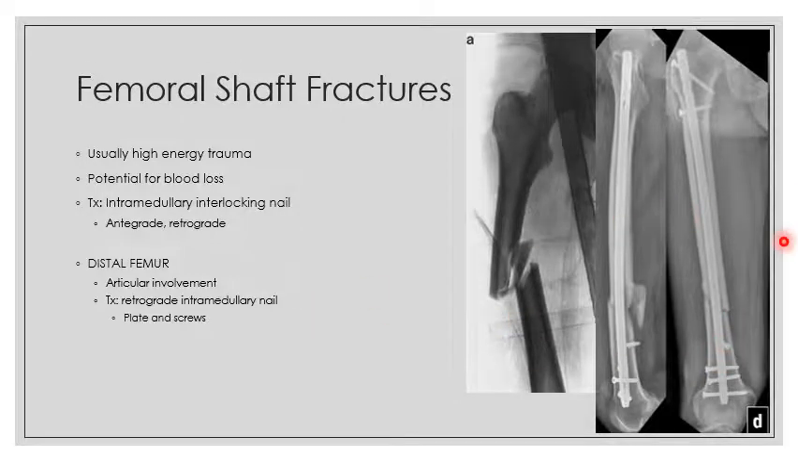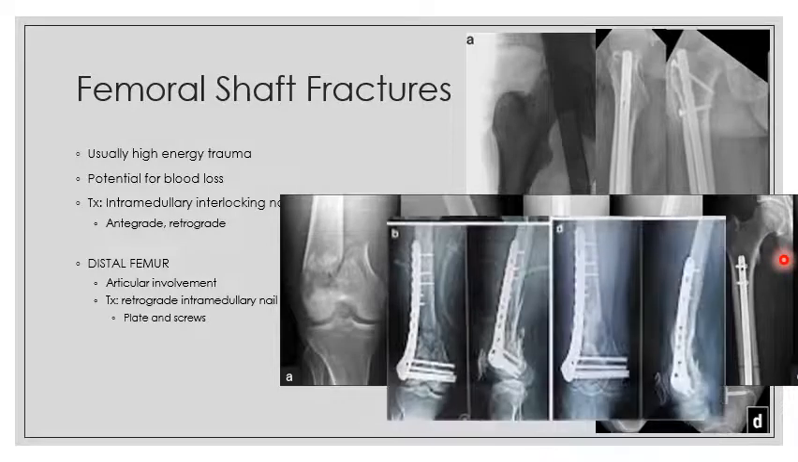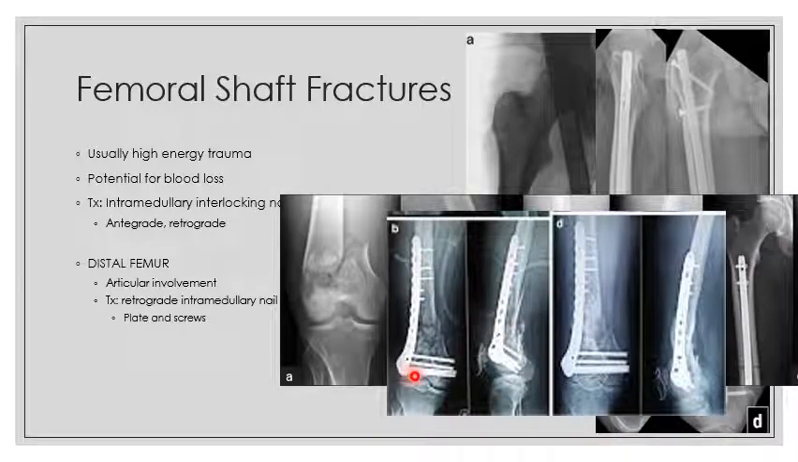In distal femur fractures, it's important to note an articular involvement. And what we usually do, again, is a retrograde nail. This is a retrograde nail coming from the knee going up to fix the fracture. And you have your plate and screws to fix some comminution as well.